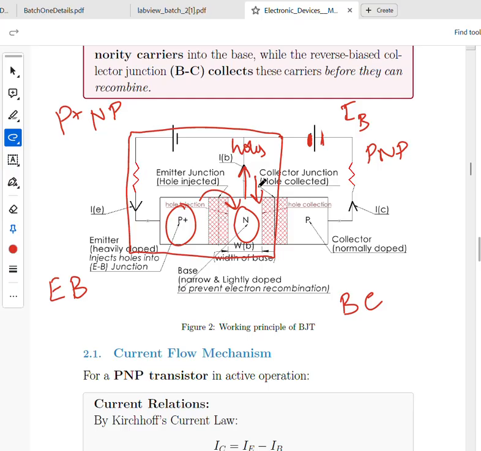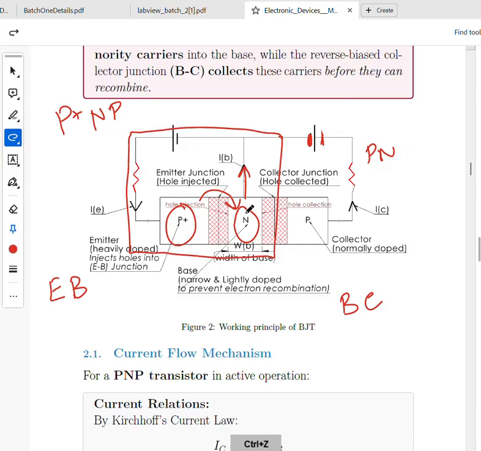Now why is this important? If the holes are going outside, then the concentration of holes is even lesser, which means more holes can enter the base, which is good. And I will explain how electrons entering is essential later on, but for now you understand that we need to set this in forward bias.